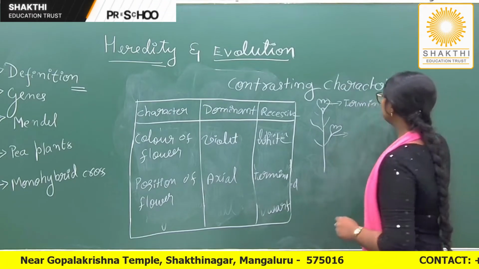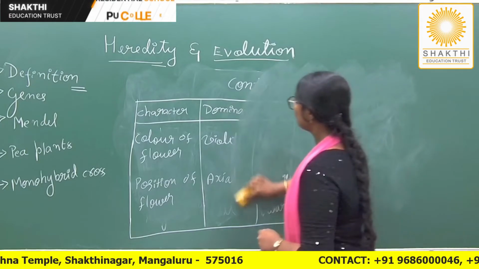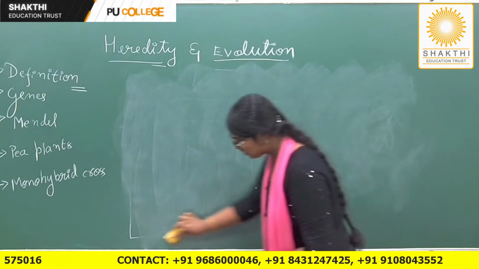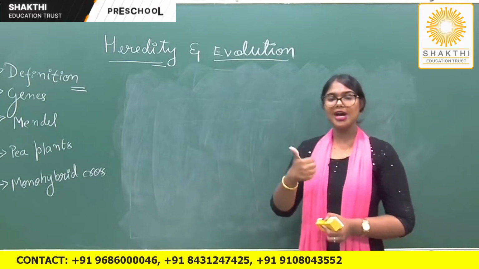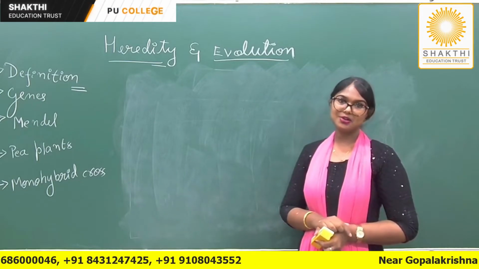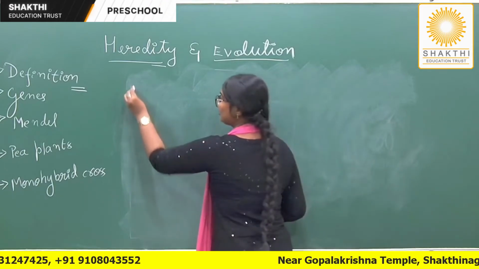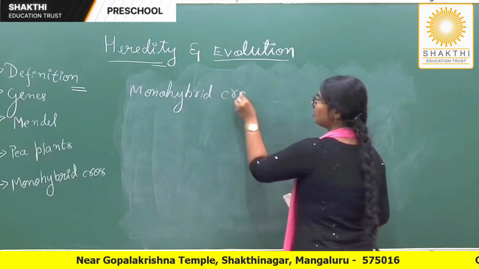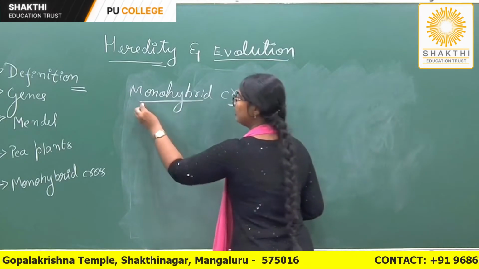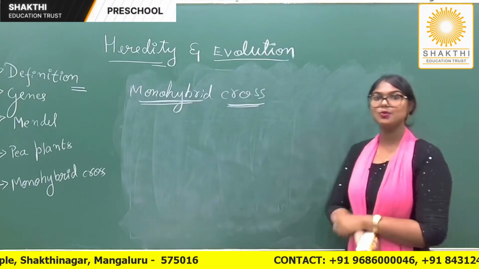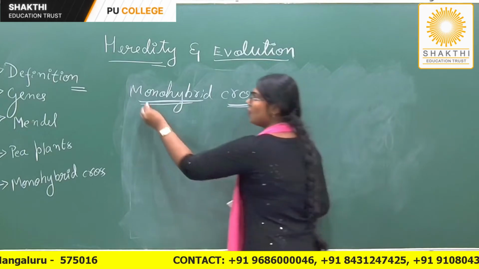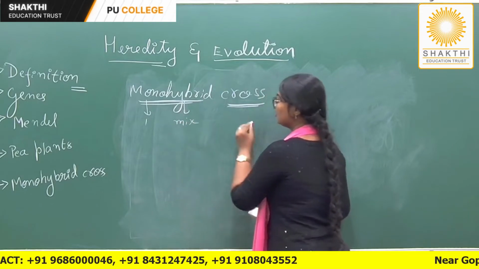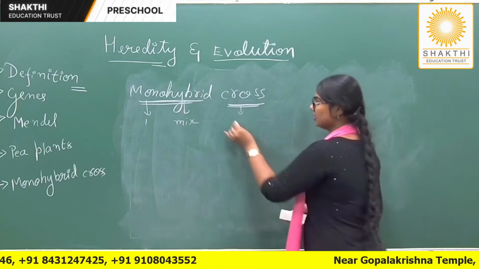Now, coming to what experiment did Mendel perform during his study? Mendel performed two experiments, students. We call them the monohybrid cross and the dihybrid cross. So what is monohybrid cross? Very important, can be asked either directly or indirectly. We'll see later what it means. Mono means one, hybrid means mixture, cross is the pollination, cross pollination.